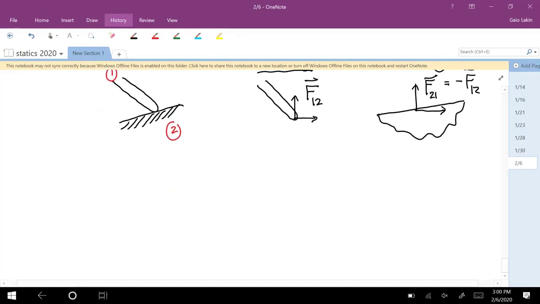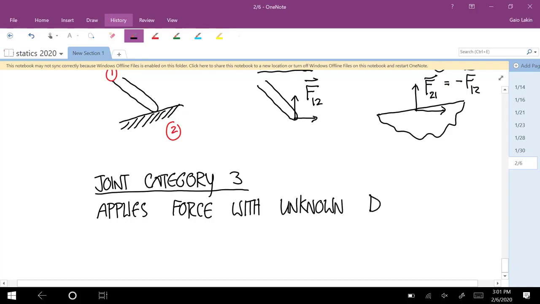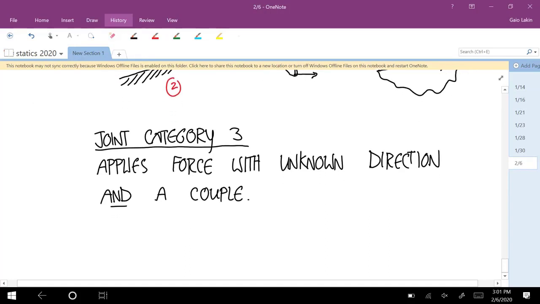And now we're on to joint category three. There's only one joint in this. It's a fixed joint. But this applies a force with an unknown direction and a couple. And this introduces three variables into Newton's laws.